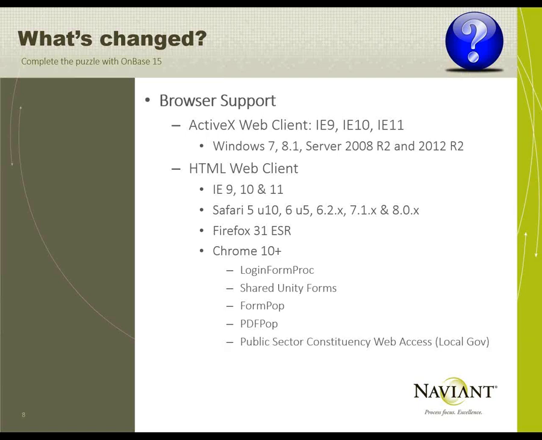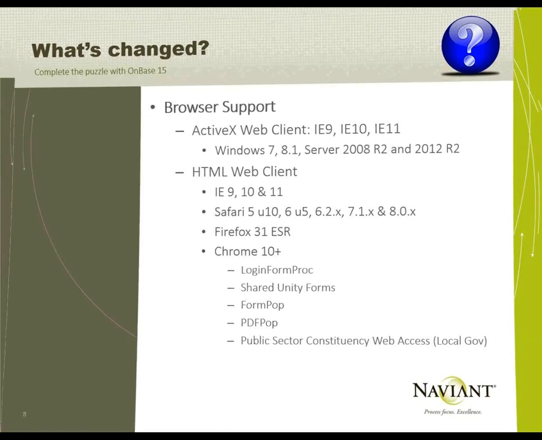PDF pop, which actually we figured out worked in 13 Service Pack 2 for Chrome. And then also the public sector constituency web access, which is for Highland's new OnBase local government push. That also works in Chrome. So they're expanding the Chrome support. It's not quite there yet. Yep, hopefully we'll see some more of that going forward. So yeah, there are a lot of changes in this release, so there's a lot of incremental improvement so far.